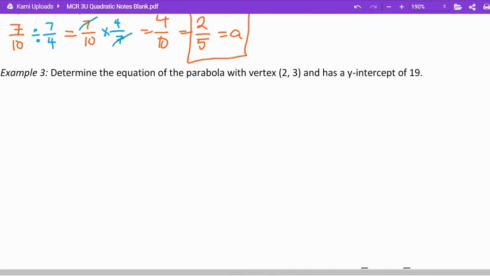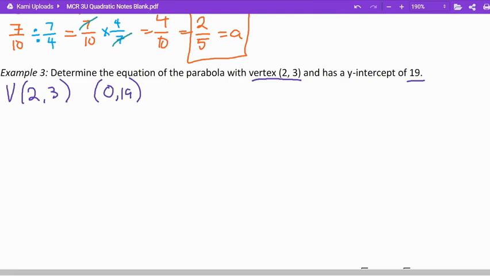So this is different, folks. Determine the equation of the parabola with a vertex of 2, 3 and a y-intercept of 19. Whoa, this is different, right? So let's write down what we have. For given, I've got that the vertex is 2, 3, and I have that the y-intercept is 19. That means 0, 19. Okay, so they're tricky. They did give me 2 points, not 3. So I can't do it the same way as I did before.